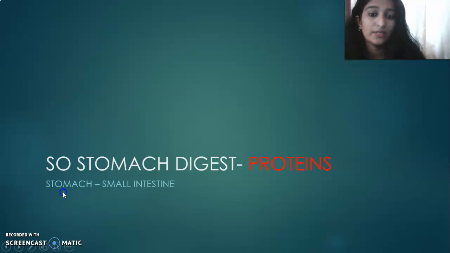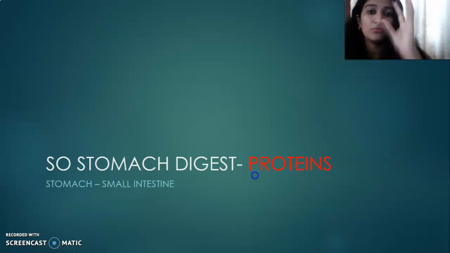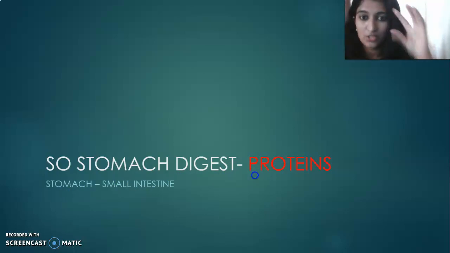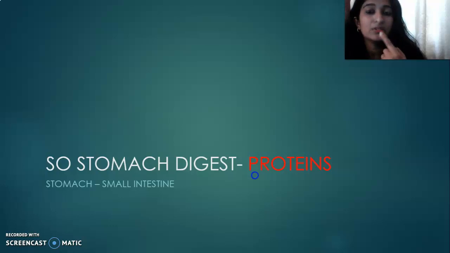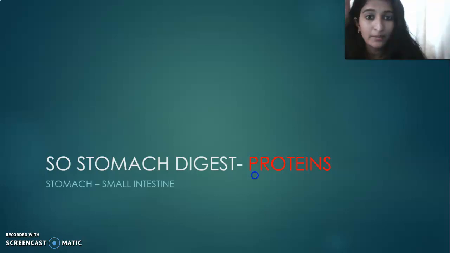So we learned how the stomach digests proteins. Now the food moves from the stomach into the next organ. Which is the next organ? It is the small intestine. The food travels through the mouth, travels to the esophagus, and reaches the stomach. From the stomach, the food goes into the small intestine.